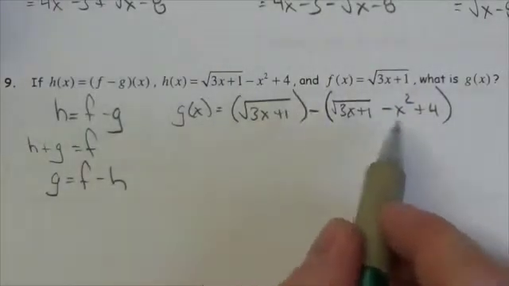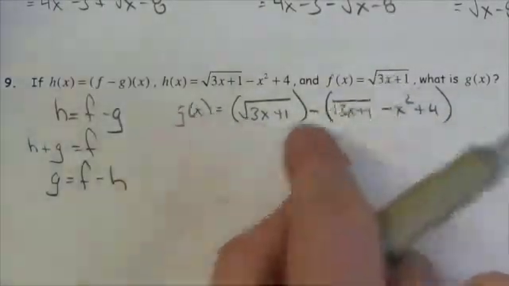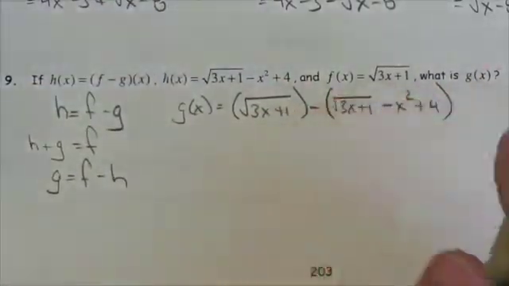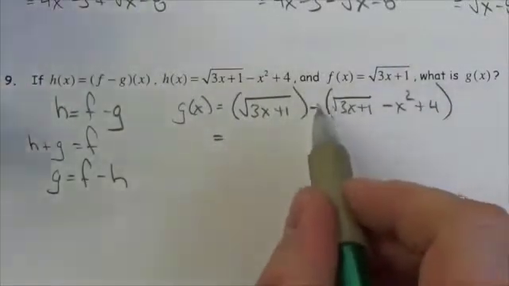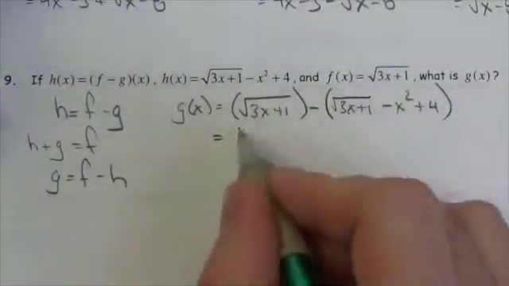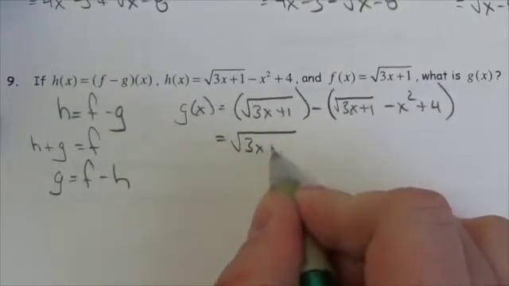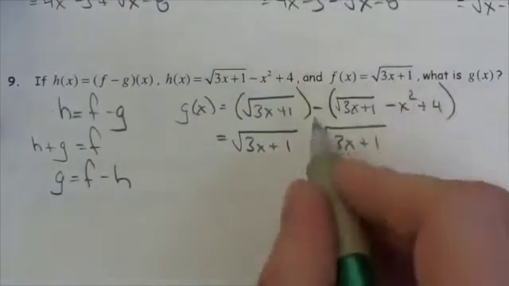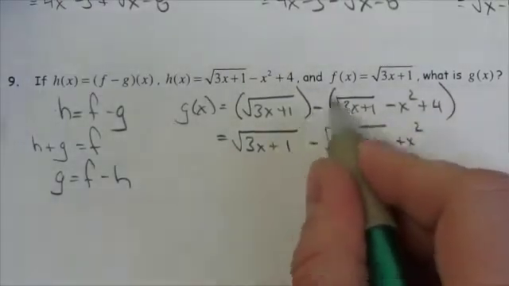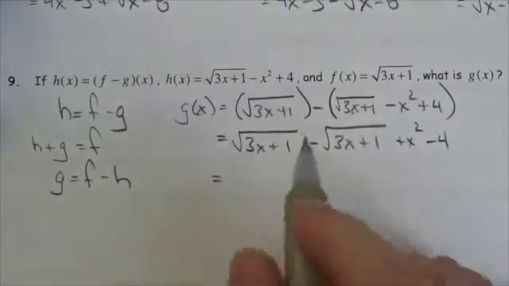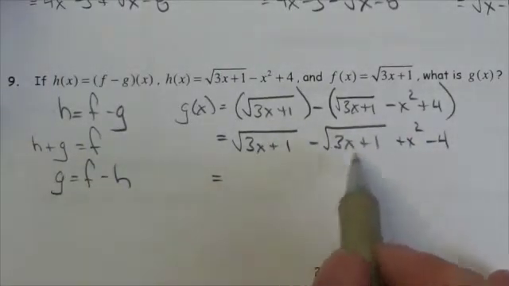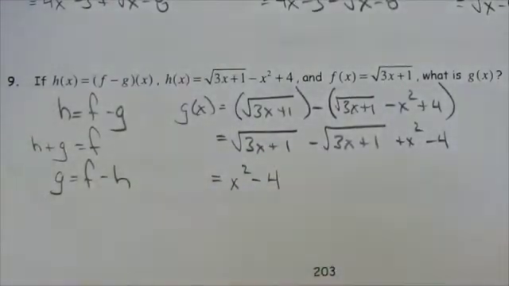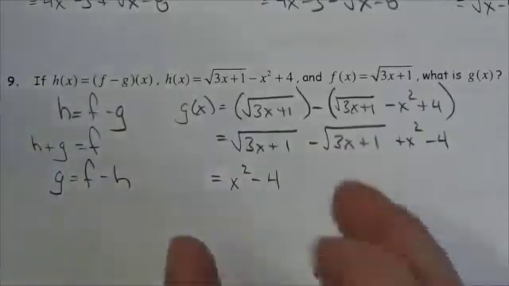Okay, now it's important that because there are multiple terms in that h of x, that whole thing has to be in parentheses so that that negative can distribute to every term. Basically, remember, I'm subtracting all of h of x, not just that first piece. And so now when I distribute that negative through, I will get negative the square root of 3x plus 1, plus x squared minus 4. And now the square root of 3x plus 1 minus the square root of 3x plus 1, those are going to cancel, and I'm going to be left with x squared minus 4 as my expression for g of x. That's what we're looking for.